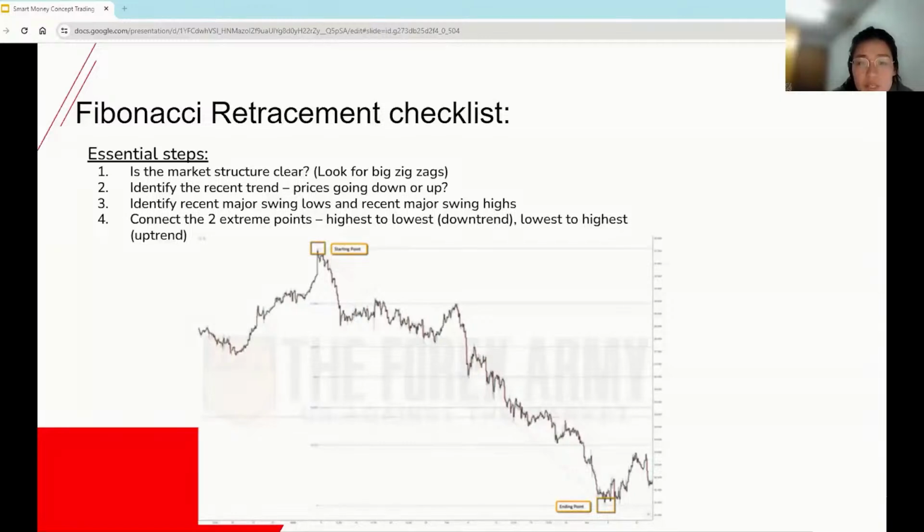Okay, so here's a very simple Fibonacci retracement checklist that you can use. So firstly, we want to check, is the market structure clear? A way to identify this clear market structure is by looking for big zigzags. Number 2, you want to identify the recent trend. So is price going up or down? Number three, identify the recent major swing lows and recent major swing highs. And number four, connect the two extreme points. So the highest to lowest would be for a downtrend, and lowest to highest would be for an uptrend.